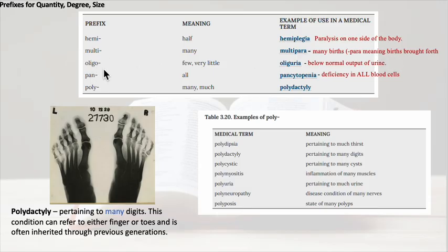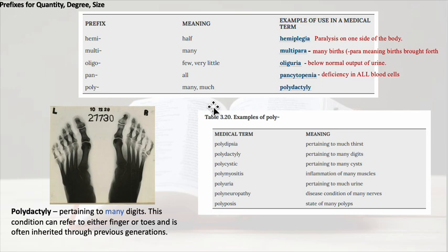Oligo means few or very little. And the term here is oliguria, which is below normal or very little output of urine. So if an individual is perhaps experiencing kidney failure, they may produce a lower urine output. Pan means all. We've seen this term before, pancytopenia, meaning deficiency in all blood cells. So white blood cells, red blood cells.